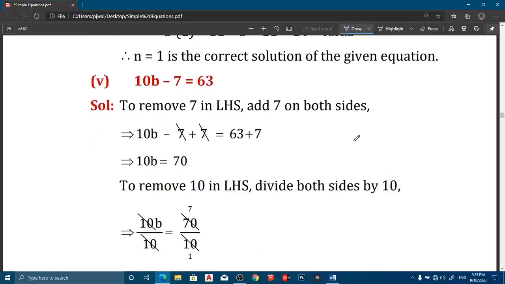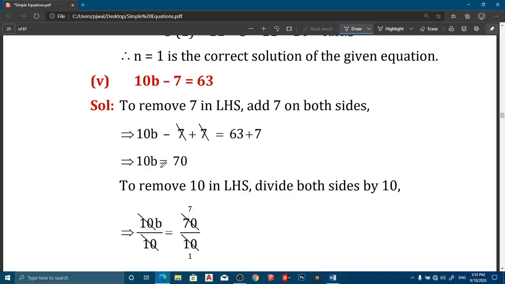Next, 10b minus 7 is equal to 63. So here we want only the b value. So first you have to remove this 7. So to remove this minus 7, you have to add plus 7 on both sides. So minus 7 plus 7 gets cancelled. To remove any number, you have to add the opposite number. If it is minus 7, you have to add plus 7. If it is plus 7, you have to add minus 7. So now it is 10b is equal to 70.